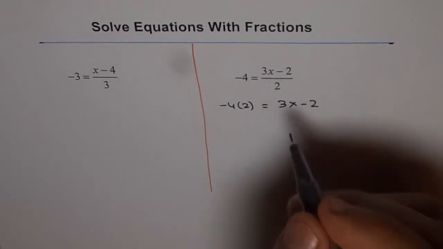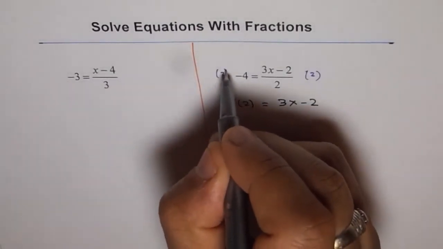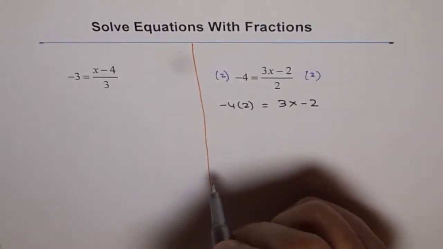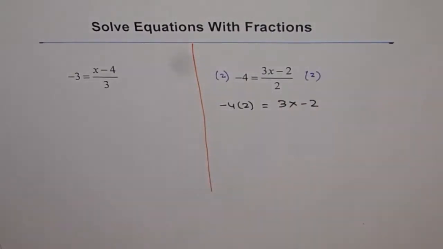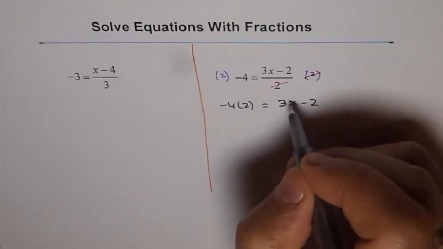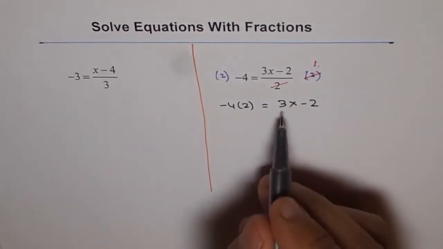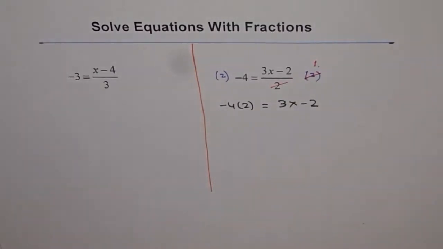What I'm trying to do here is multiply by 2 on both sides. Why? Because I want to get rid of this 2. Now what really happens is, when you multiply by 2, then 2 divided by 2 is 1, right? So you get 1 times 3x minus 2. So you get 3x minus 2. That is how I got it.